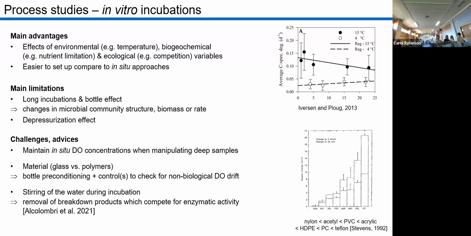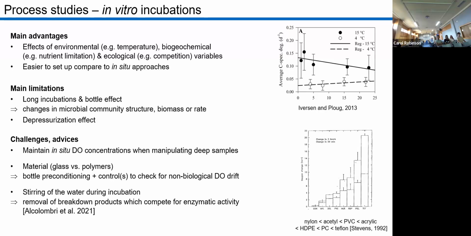For bottle experiments, you will have to choose the material. Glass bottles are obviously the best material, but sometimes you will prefer to use polymers because they can be more robust, or for other reasons. Here you have a study showing the gas permeability of different types of plastic. These plastics release oxygen, they dissolve oxygen, and probably also dissolve organic carbon, so that you can change your metabolic rates.